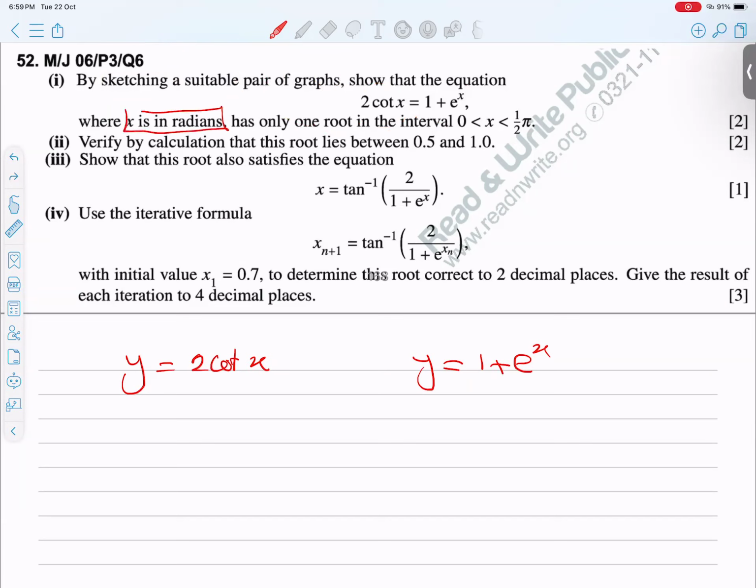Where x is in radian mode, it has only one root. We have to prove, we have to show, the word is there, show only one root in this interval. So we have to sketch our graph from 0 to pi by 2. And pi by 2, if you check it in the calculator, is pi divided by 2, about 1.57. Okay, so this is very, very clear to you. So 0 to 1.57, we have to sketch it.